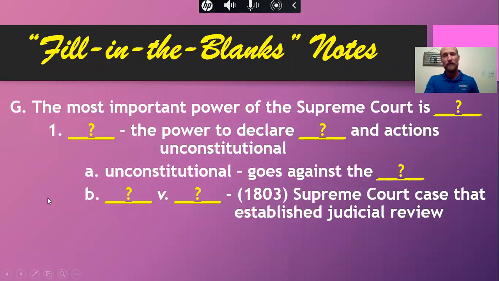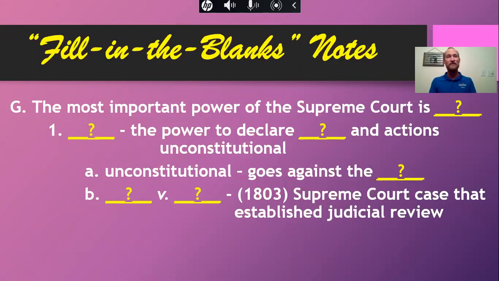So first, let's finish our Article 3 notes. They're pretty easy here. Section G reads, the most important power of the Supreme Court is judicial review. That's what really came out of the court case of Marbury versus Madison, was this idea that the Supreme Court could look at a law and decide whether or not it was legal and constitutional. In this case, John Marshall and the Supreme Court decided that part of the Judiciary Act actually contradicted or went against the Constitution. That's not okay.